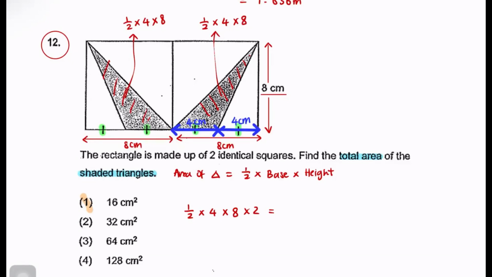Okay? Then actually, 2 times half is 1. Actually, this and this I can simplify. It's just 4 times 8. The answer is 4 times 8. What is 4 times 8? 4 times 8 is 32. So the answer is option 2, 32. Okay? It's like a quiz.